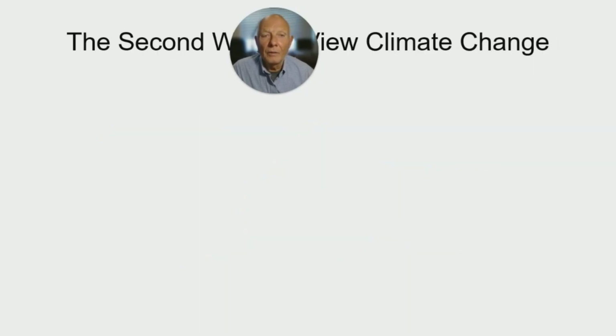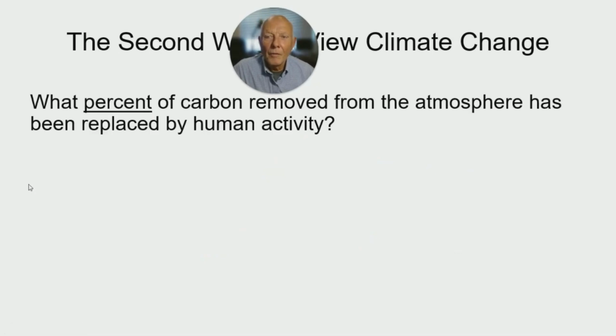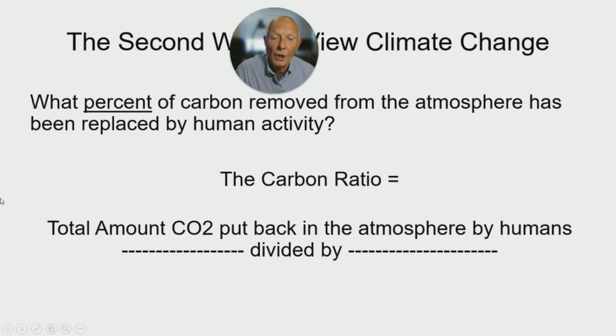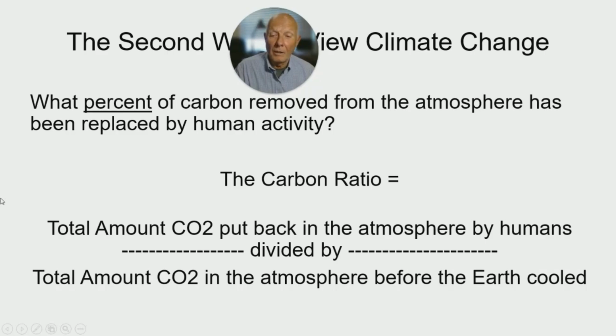Here's the second type of climate change. The percent of carbon removed from the atmosphere has been replaced by what percent of the carbon that nature took out of the atmosphere in the last 50 million years has human activity put back. So that gives us the carbon ratio, and that looks like this. Carbon ratio equals total amount of CO2 put back in the atmosphere by humans divided by the total amount of CO2 in the atmosphere before the Earth began to cool. I mean, it's that simple.